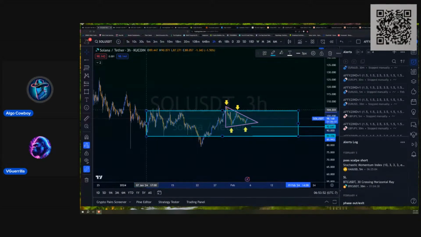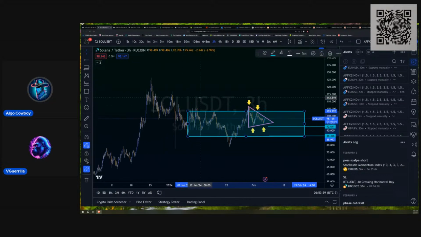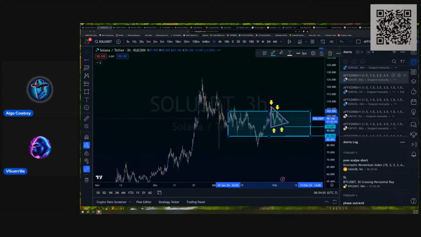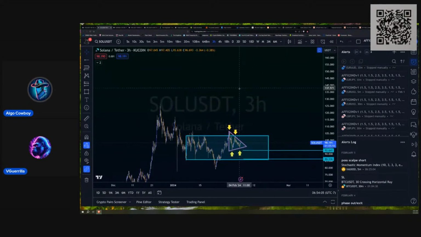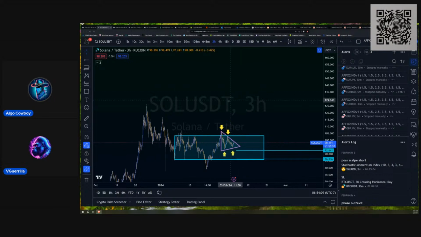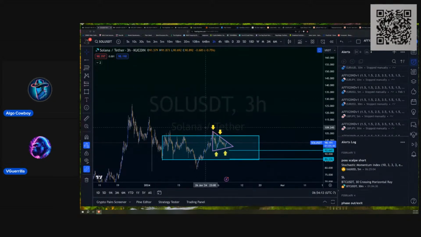I would look for a breakout of this range, right? I'd look for price to break out of this range and head up. That's just what I would do. And you all know, my targets right now on Solana for the midterm are like 144. 144 is my target, but I'm not ready to take that trade just yet, right? You could look at it also from a head and shoulders perspective.